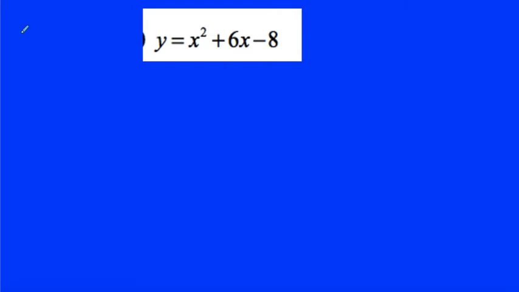Okay, so you're going to try this next problem. You're going to complete the square. Now I want you to try it, pause. If you have to go back to the video and watch it again, do so. Try it, and then check your work here.